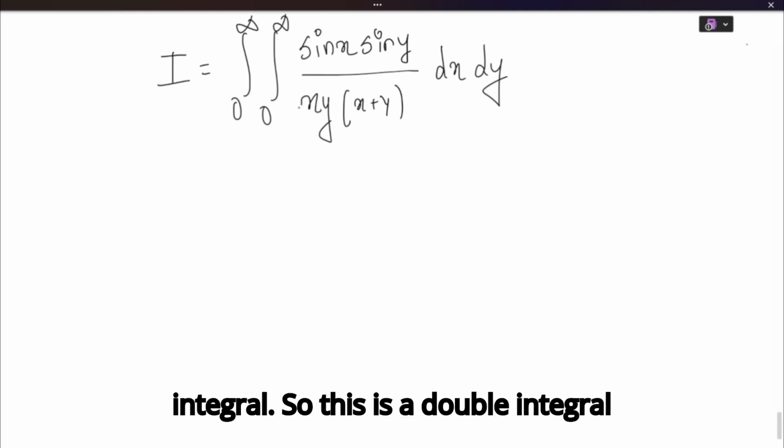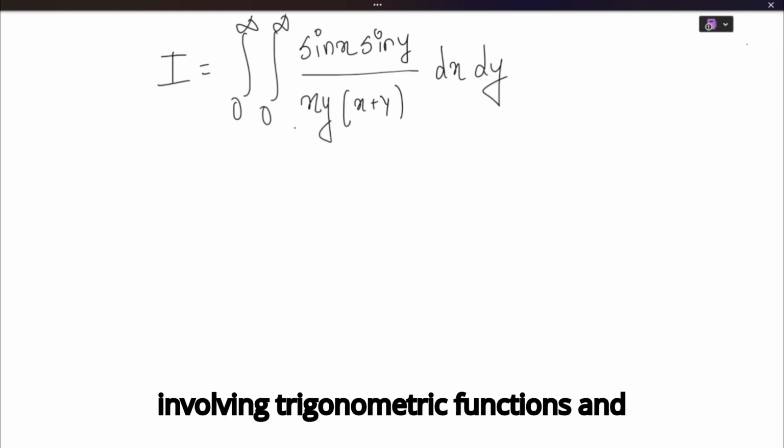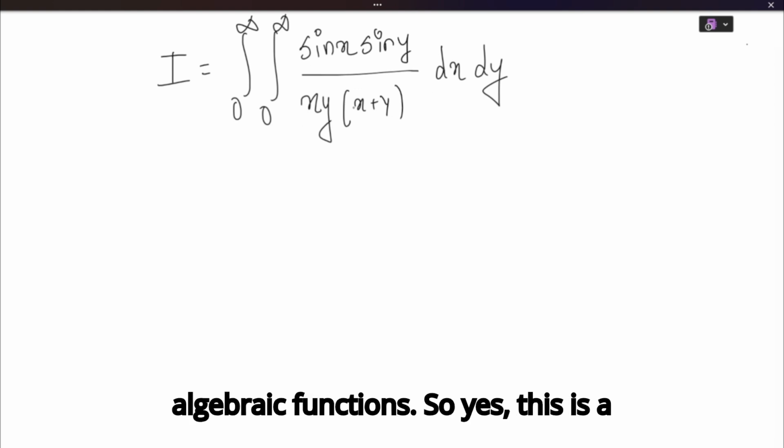Today we are going to solve this integral. So this is a double integral involving trigonometric functions and algebraic functions.